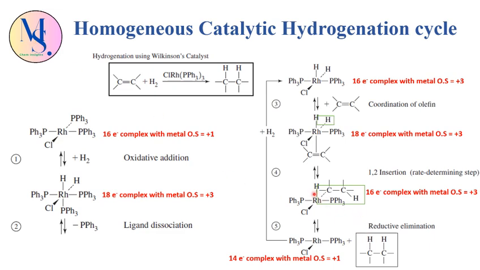This olefin carries two hydrogens, that is two ligands of this compound. That's why its electron count also decreases from 16 to 14 electron. So you can see the final product is separated. And this was all about homogeneous catalytic hydrogenation process.